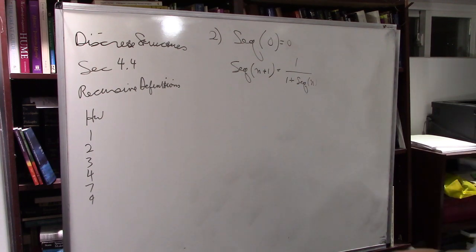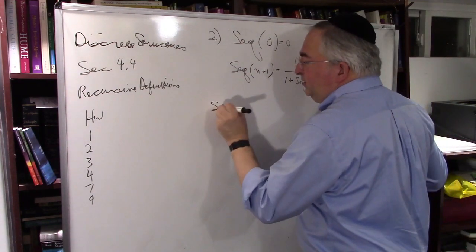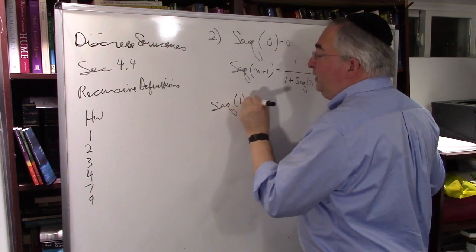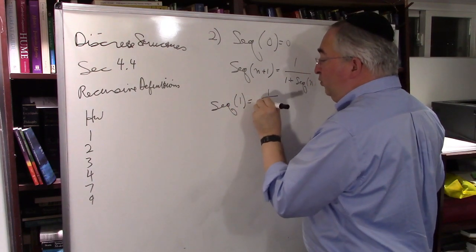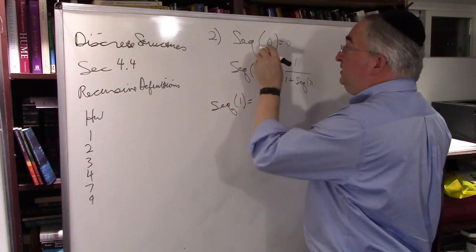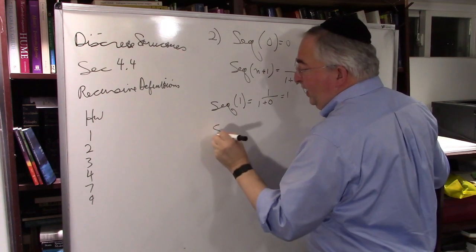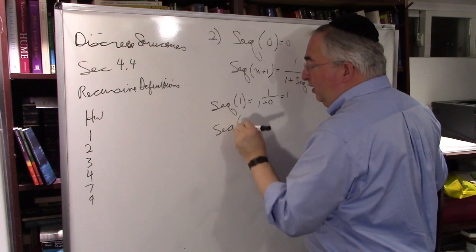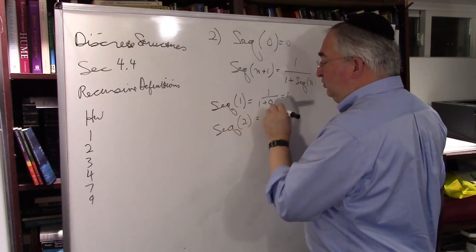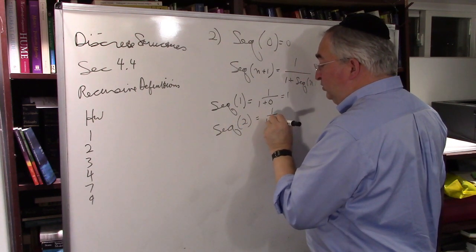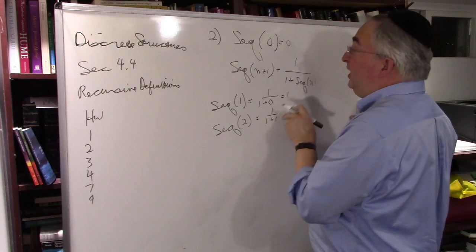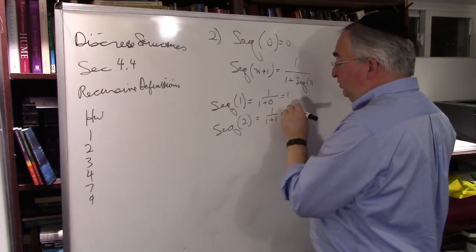Okay, so let's do it. SEQ of 1 is equal to 1 over 1 plus SEQ of 0, which is 0, so that's equal to 1. SEQ of 2 is equal to 1 over 1 plus 1, and that's equal to 1 over 2.